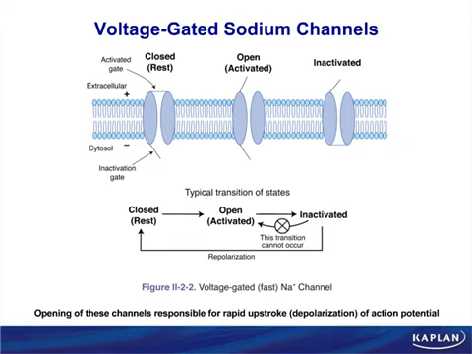Three conformational states. Start first with closed rest. Notice the conformational state. Activation gate is closed. Inactivation gate is open. So the channel is not activated because the activation gate is closed. Since it's not activated, it's in the resting closed state.